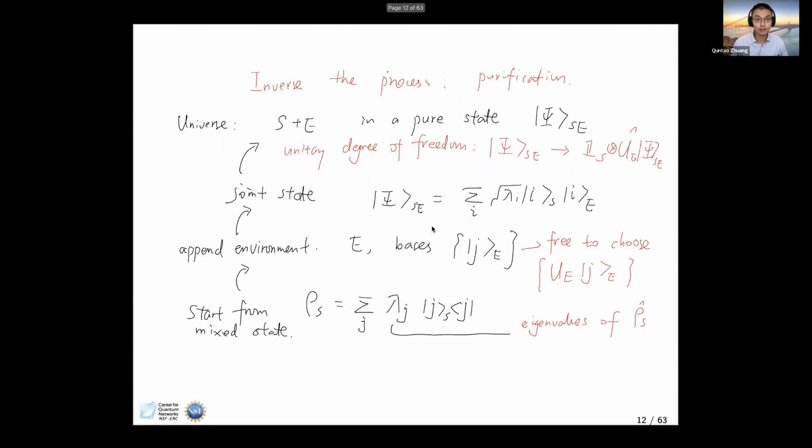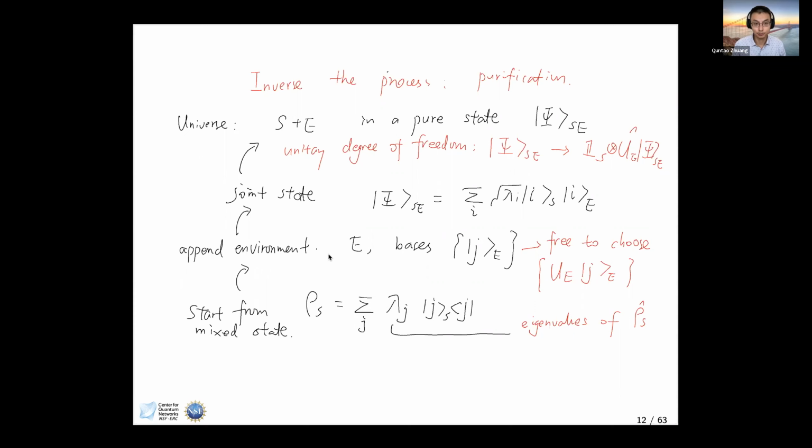Yeah. So now that we know how we do looking at a smaller system from knowing the bigger system, we can also reverse the process. So let's say we start from the final mixed state we arrive at, this diagonal state in this eigenbasis J of the system S, and we can just append the environment. This is a so-called purification process.